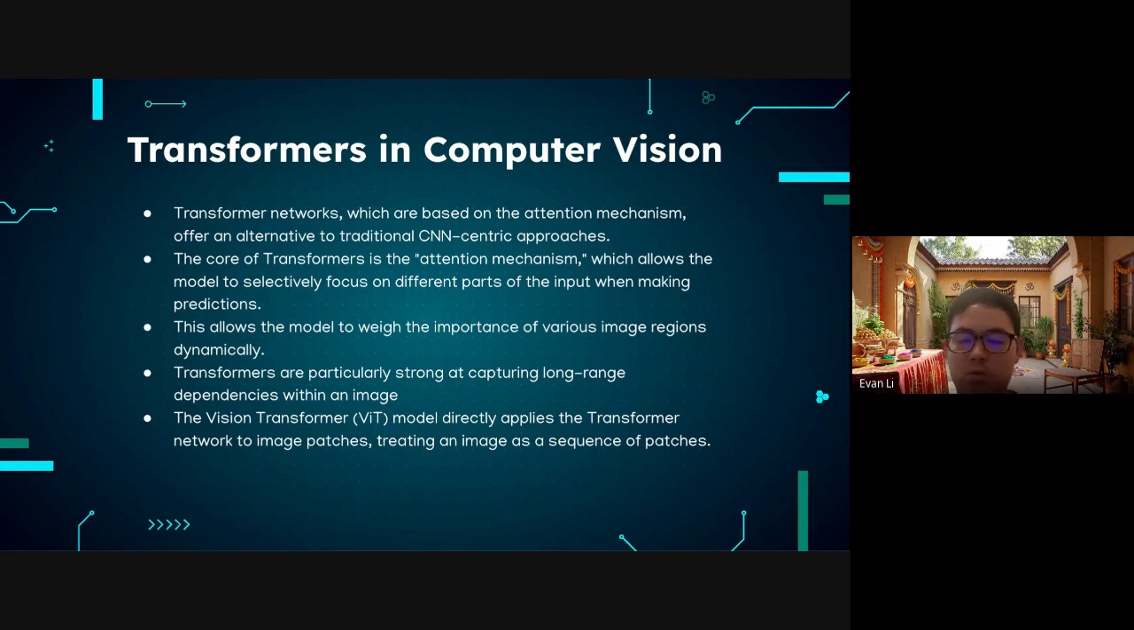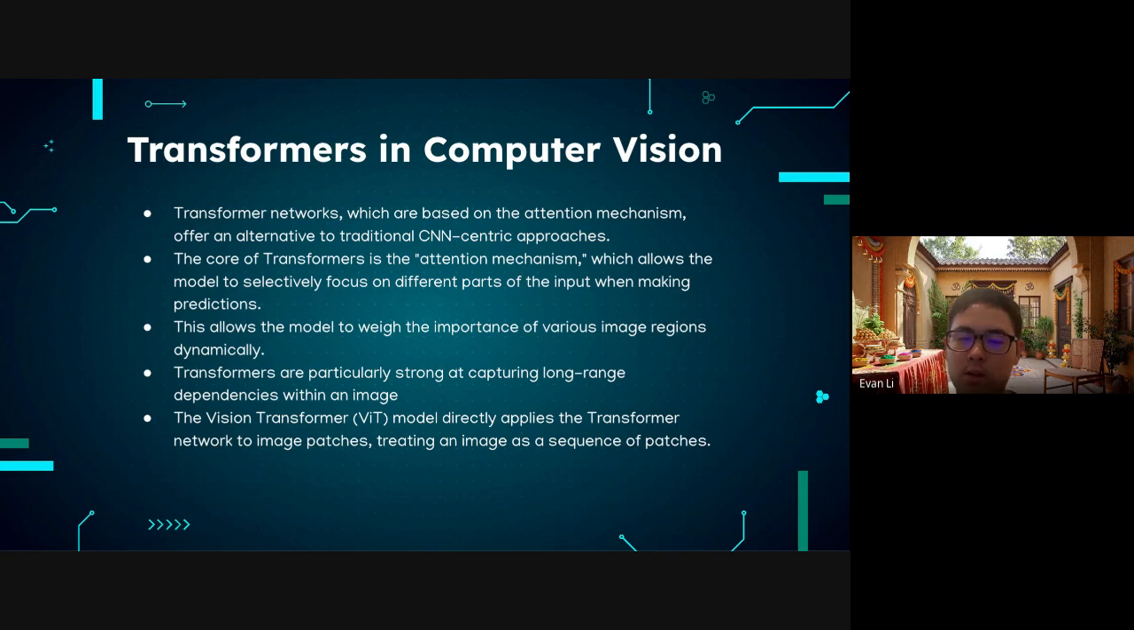Let's now transition to a more recent development in computer vision, transformer networks. Originally conceived for natural language processing, NLP, where they have revolutionized tasks like machine translation and text understanding, transformer networks are now rapidly gaining prominence and demonstrating remarkable capabilities in computer vision. This shift marks a departure from traditional CNN-centric methods that have dominated the field for years, offering a fundamentally different way to process and interpret visual information.